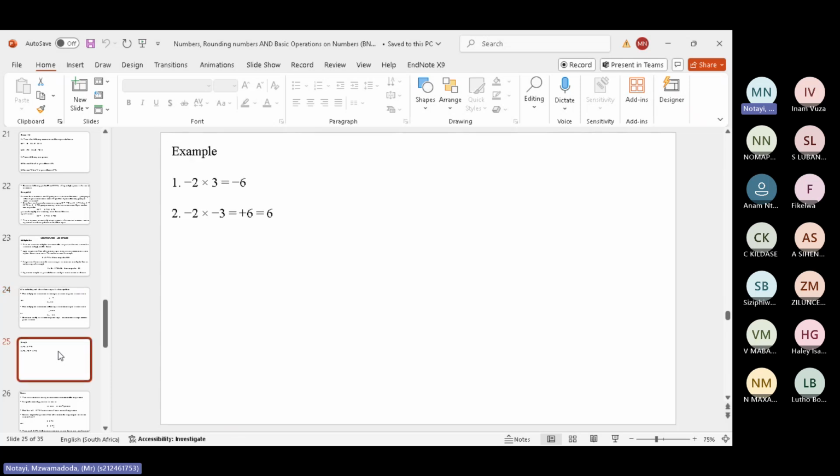So let's have a look at the examples that are given. We have negative 2 multiplied by positive 3. So we have a negative multiplying a positive, so the answer is negative. And then 2 times 3 is 6. The second one is negative 2 multiplied by negative 3. So two similar signs, negative and negative. We said they will give us a positive. So we have 2 times 3, which gives us 6.